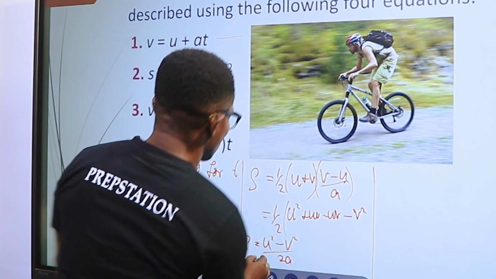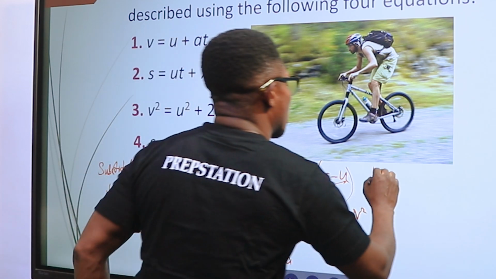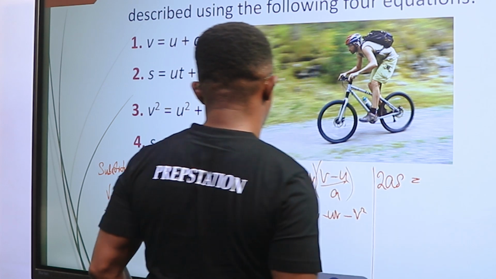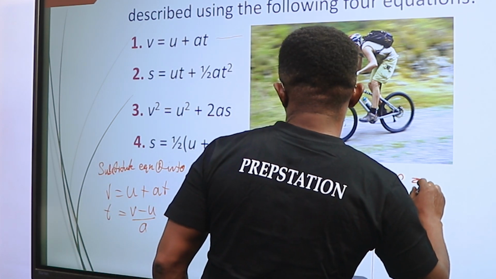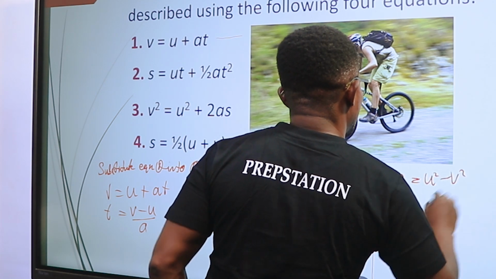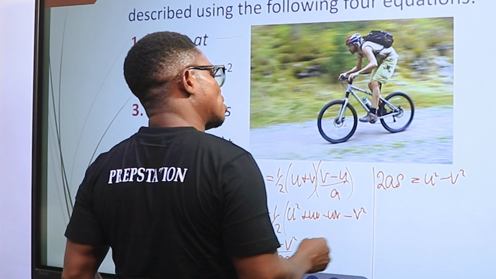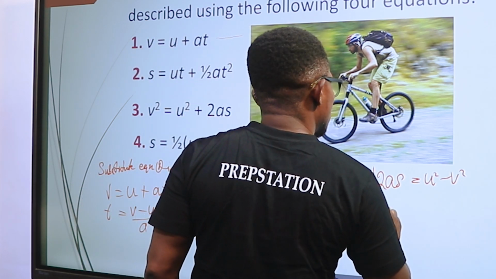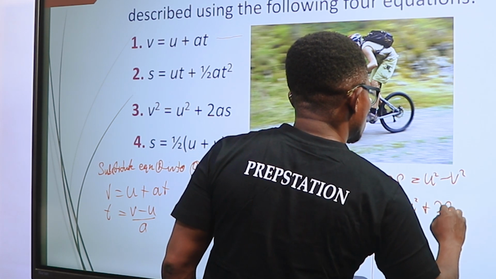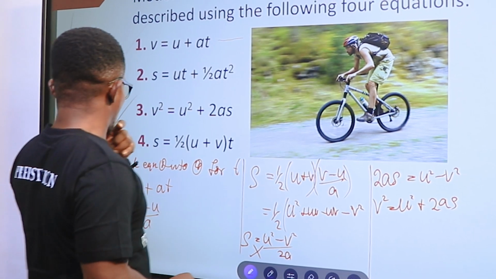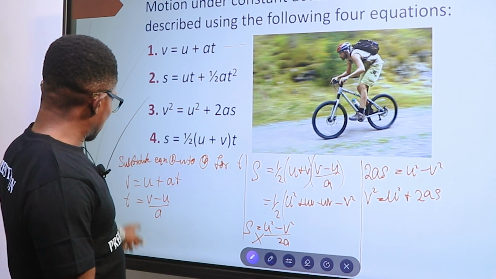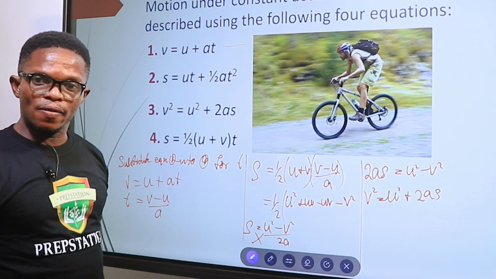Now, if you continue, what do you do at this point? Cross multiply. So you have 2AS will be equal to U squared minus V squared. Of course, if you make V squared the subject of the formula, then that will give you V squared equals U squared plus 2AS. Now look at this equation and look at this, U squared plus 2AS. So that is how you derive equation 4.